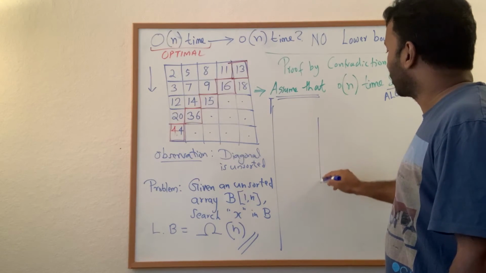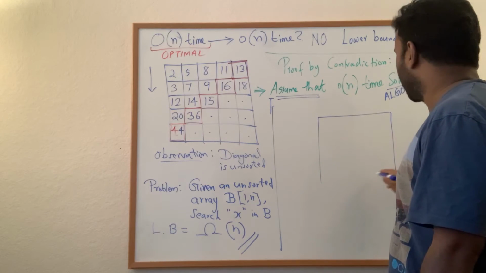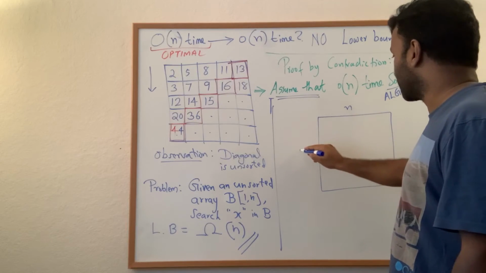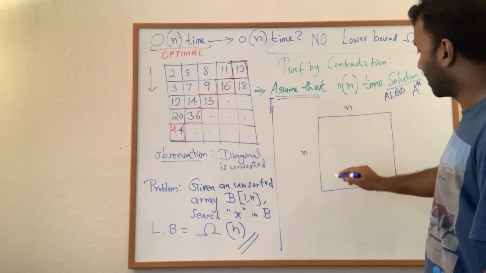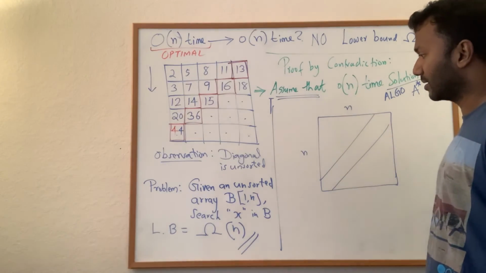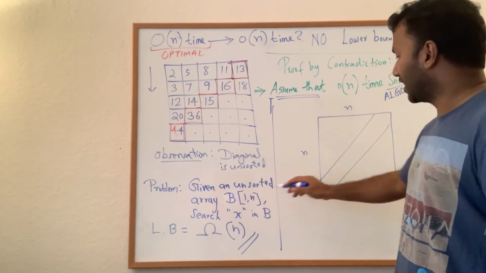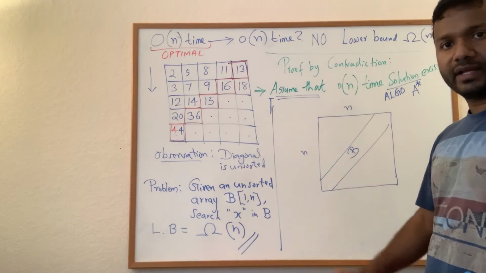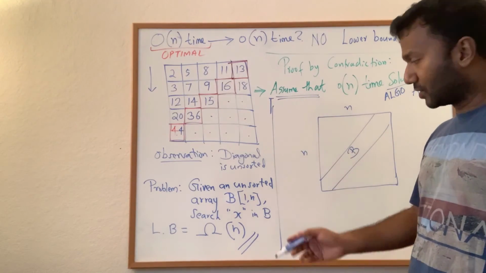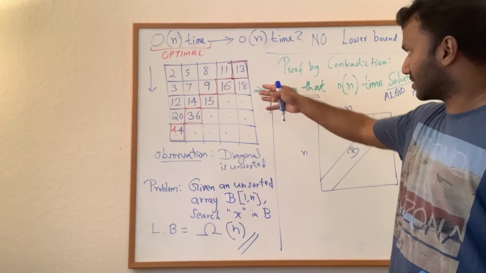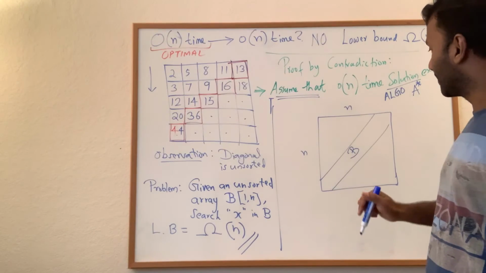What I'm going to do is construct a matrix like this of size n cross n. I will take this off diagonal and copy all the elements in B, and I can just write them one by one, right? Because B is not sorted, and this diagonal of an array like this doesn't need to be sorted.